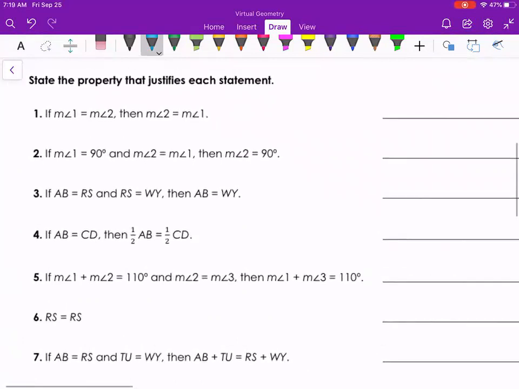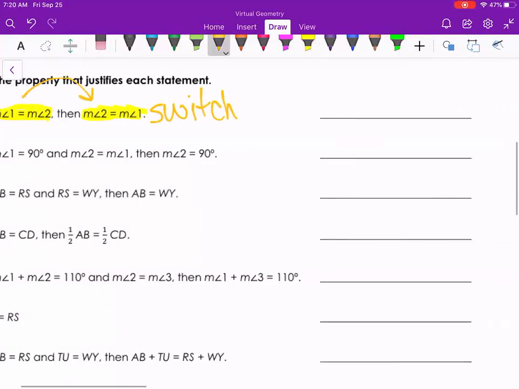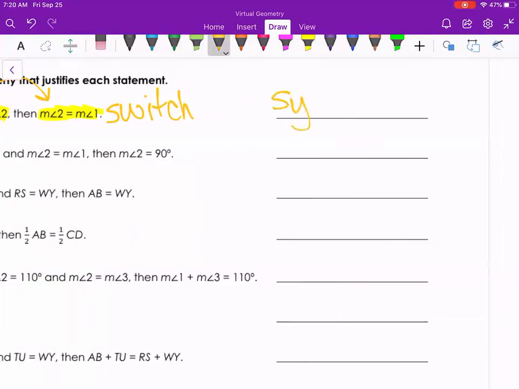So for these last questions we have here on the notes, we are going to state the property that justifies each statement. So again, what we want to look at is the hypothesis and the conclusion. What happened to get from one to the other? Well, in this case, measure of angle 1 equals a measure of angle 2. Notice the conclusion, measure of angle 2 equals a measure of angle 1. The only thing that happened was a switch. So if the only thing that happens was a switch, this is symmetric.